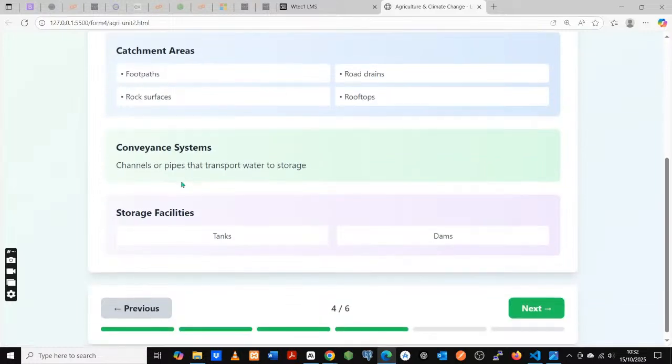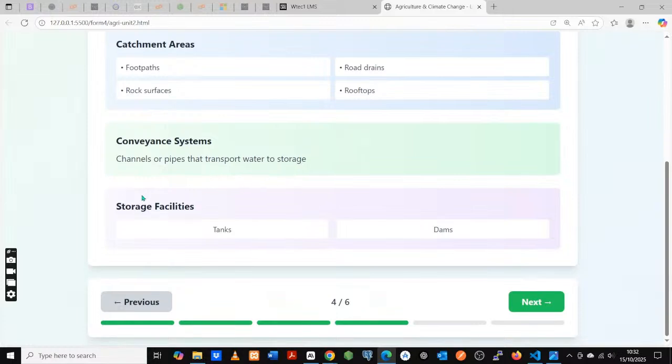So then we have a conveyor system. So conveyor system, these are channels or pipes that transport water to storage facilities. So for example, a drain is a good example of a conveyor system. You can also dig a drain. You can channel water that passes along the drain or the road to a particular storage system. So when we say conveyor system, we mean where water is passing before it gets to the storage system. Then we have storage facilities.